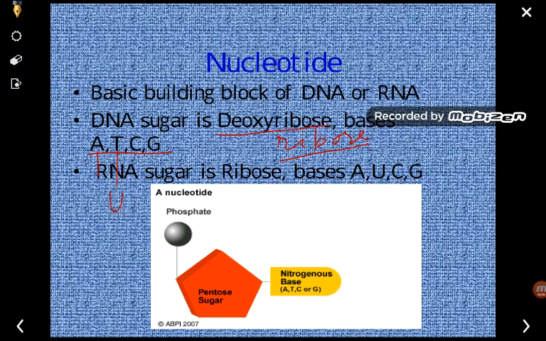So just by seeing the bases, one can say whether the nucleotide is of the RNA or the DNA. In case of the nucleotide of the DNA, the sugar will be deoxyribose and the bases will be A, T, C and G: A for adenine, T for thymine, C for cytosine and G for guanine. And in case of RNA, the sugar is ribose, and the bases will be A, U, C, G. Three bases remain the same. Only one base, thymine, is replaced by uracil.